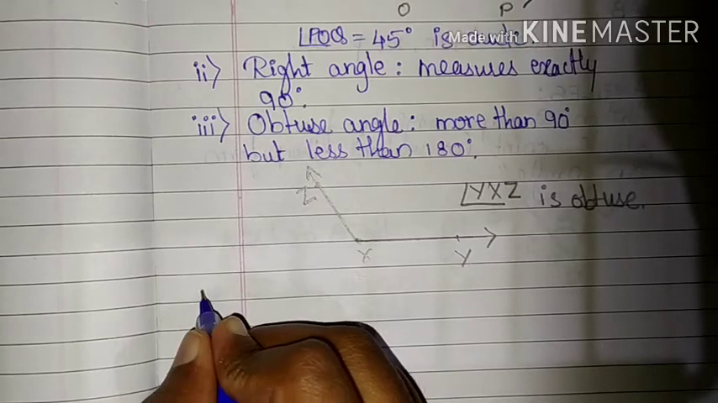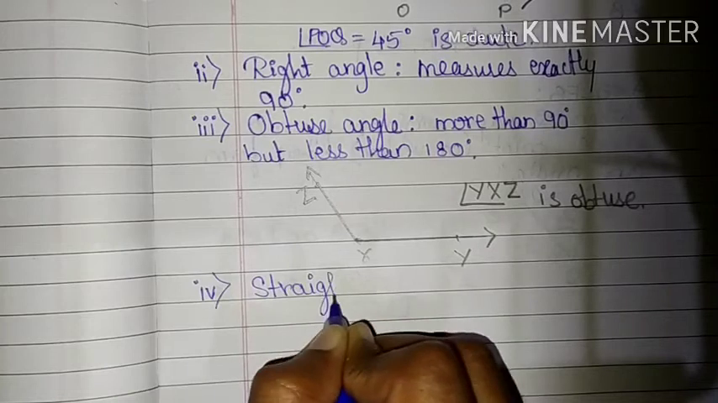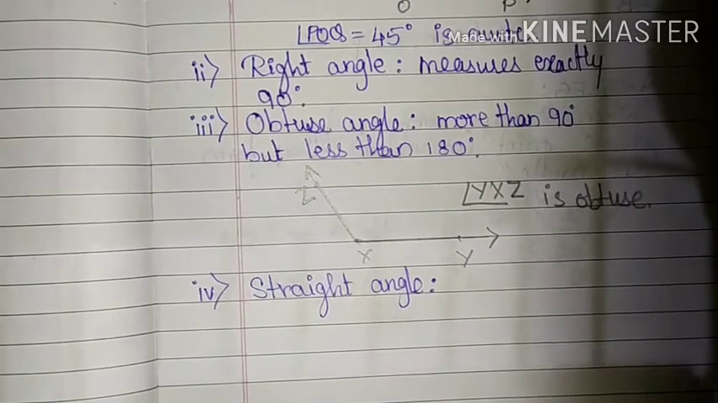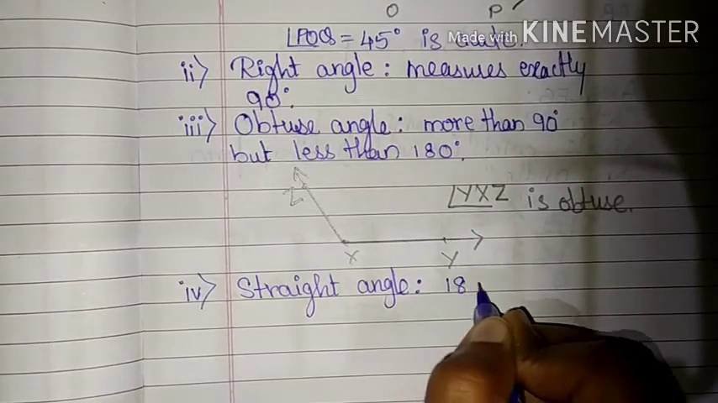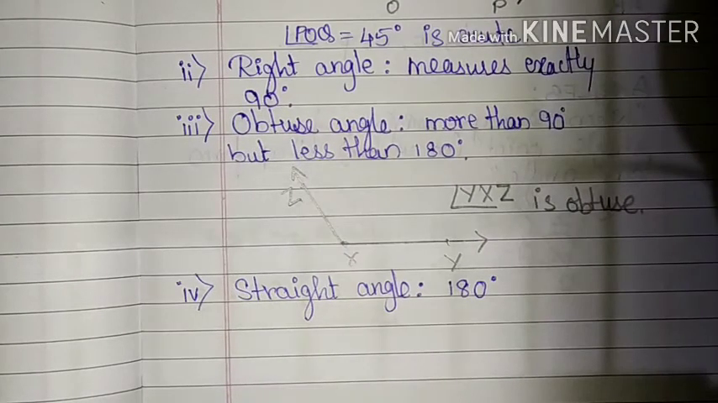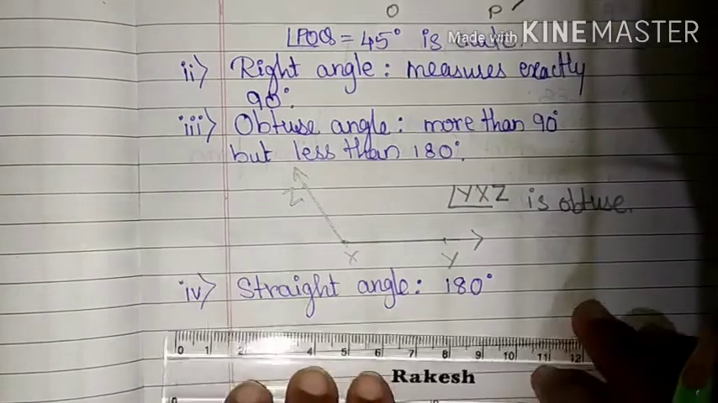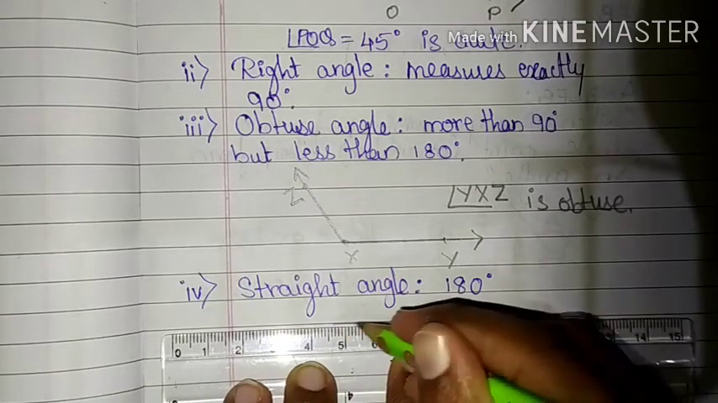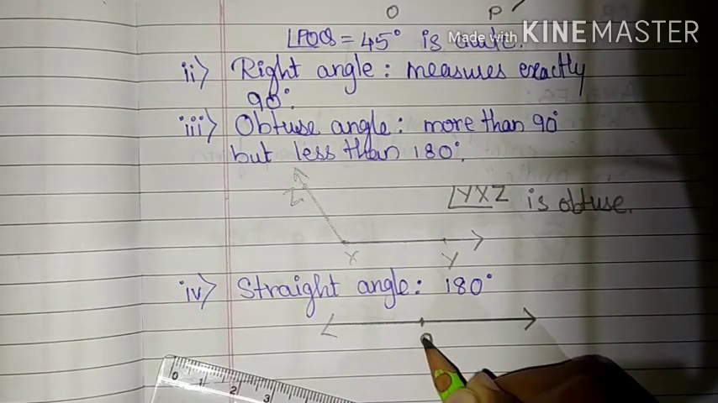And the fourth type of angle which we have is straight angle. Just like right angle which always has the same measurement, a straight angle has a measurement of 180 degrees. A straight angle always measures 180 degrees. So a straight angle is nothing but a straight line. A straight angle is formed whenever you have a straight line. It is also known as the angle of a straight line.